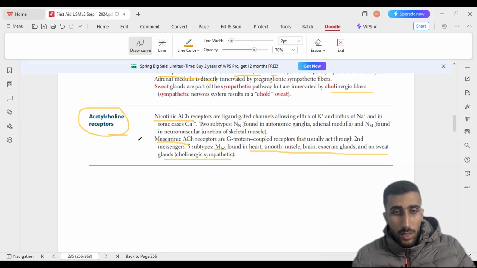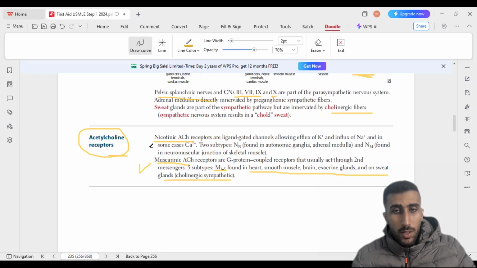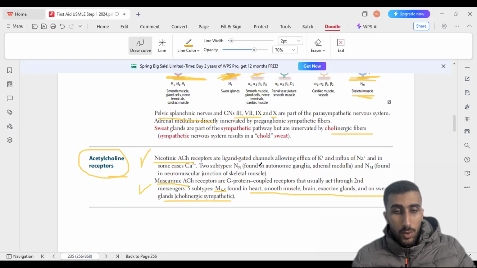So this is the muscarinic acetylcholine receptor versus the nicotinic acetylcholine receptors, which, instead of being G protein coupled, are ligand-gated channels acting through the efflux, meaning going out, of potassium and the influx of sodium. So this is the nicotinic acetylcholine receptor.